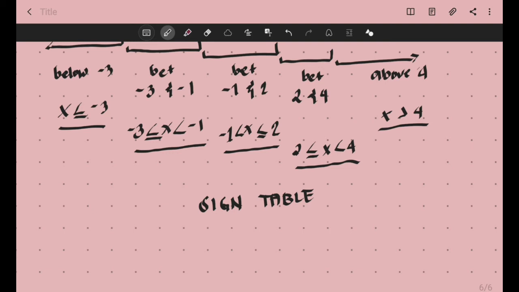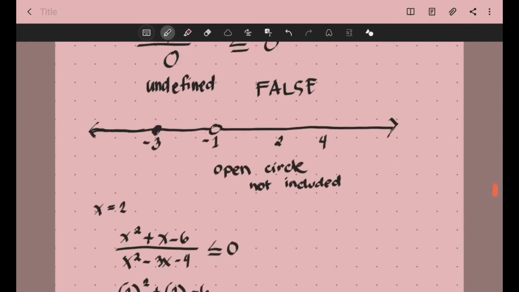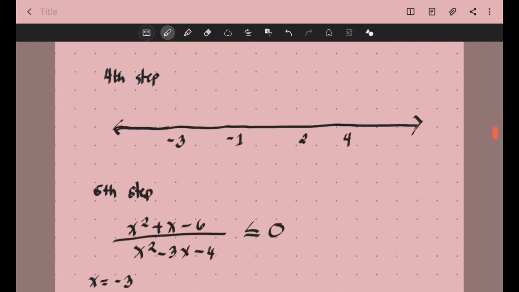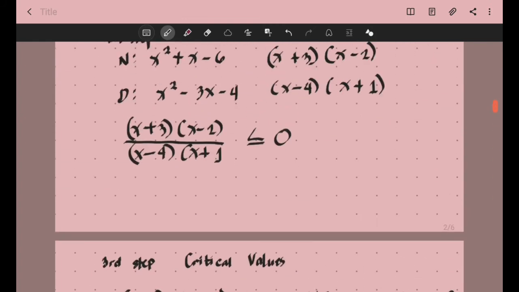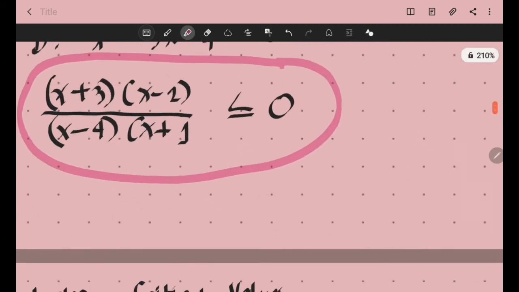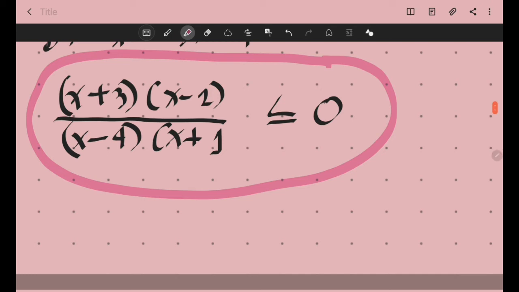Ang pagbabasehan natin ngayon dito ay yung sagot natin sa step 2. Okay, asan ba ang step 2 natin? Okay, ito ang ating second step. So, ibig sabihin, dito tayo magbabase. Okay, tignan yung mabuti. Ano ang ginamit nating inequality symbol? We use less than or equal to 0.